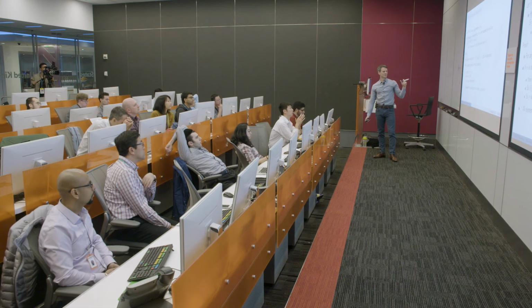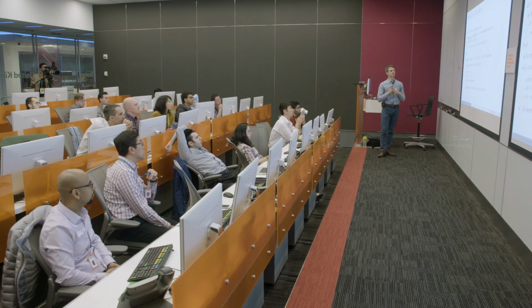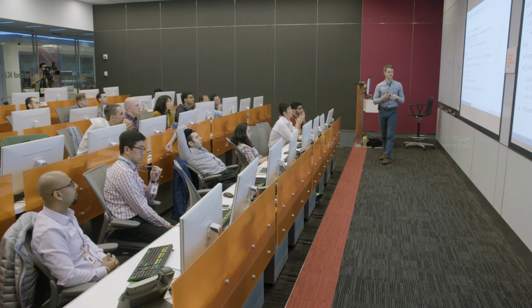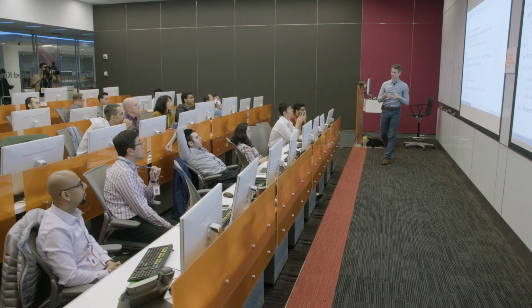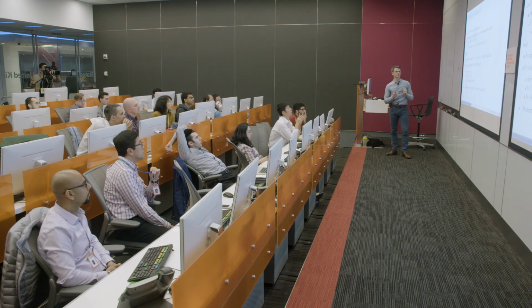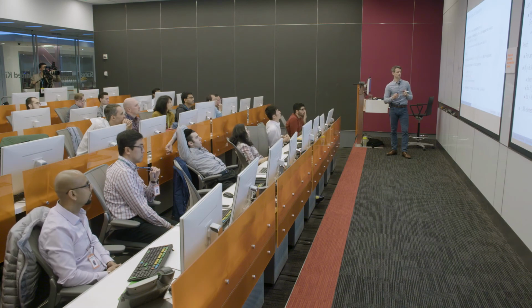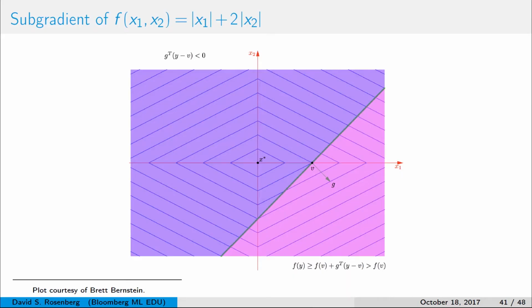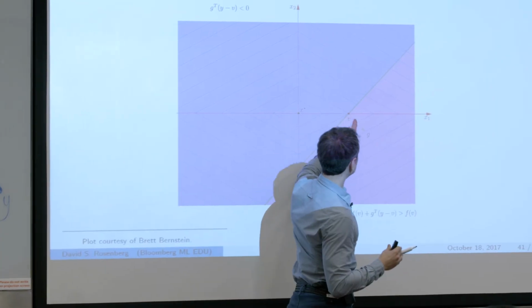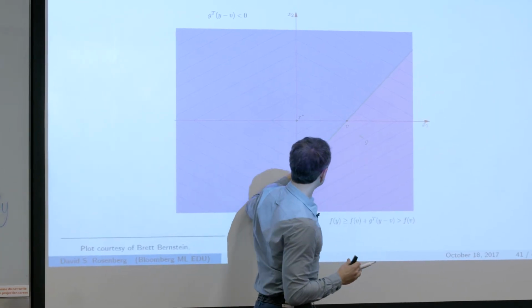So the reason we went through all this is to highlight one confusing aspect of subgradients, which is that they're not descent directions. So here's a picture. Again, the same function, the absolute value of x1 plus 2 absolute value of x2. And it's a contour plot. And we've chosen a g. And here's the hyperplane h.